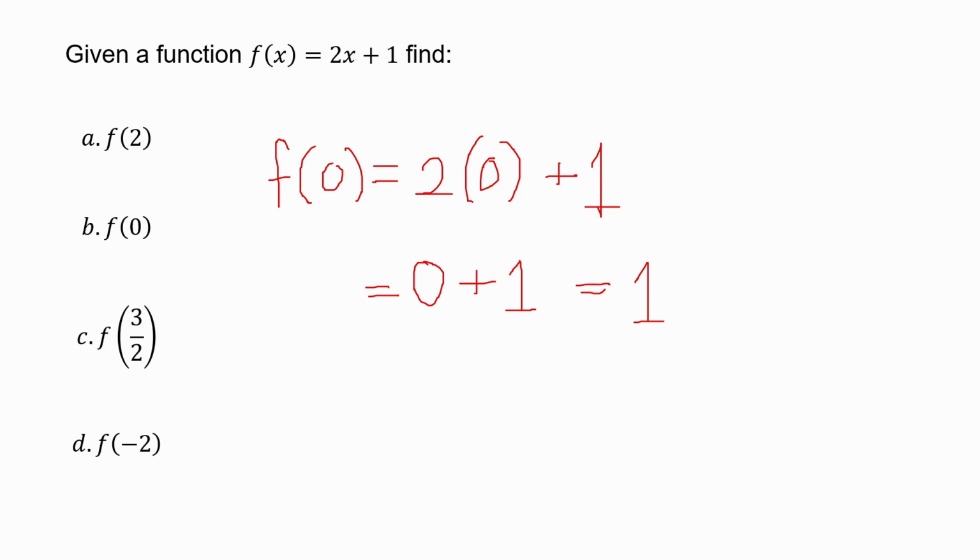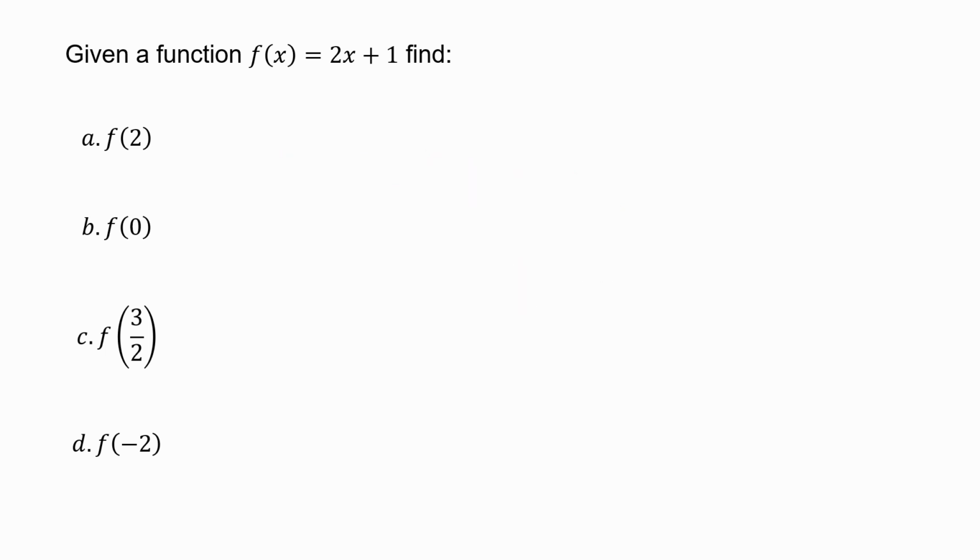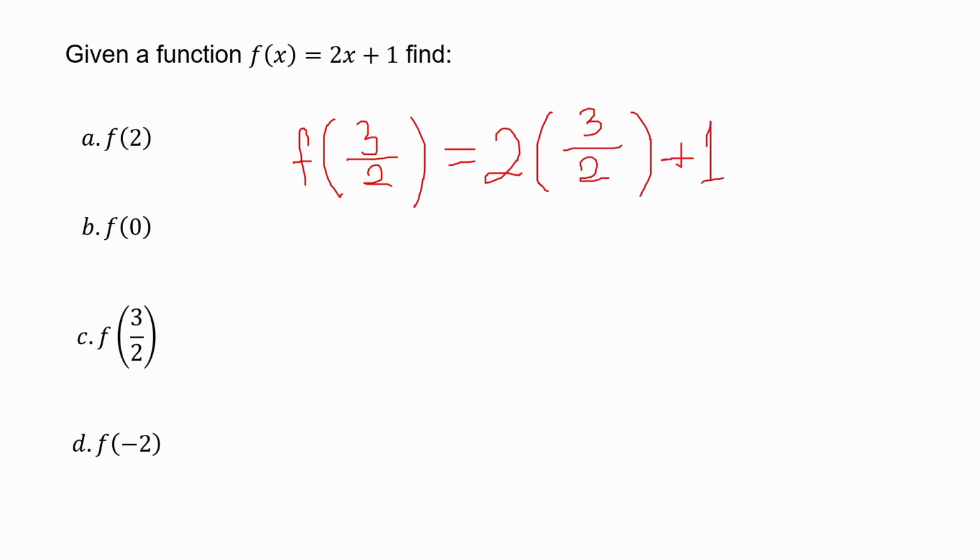Okay, now let's solve for f of 3 over 2. All the same process. 2 times 3 over 2 plus 1. Okay, so 2 times 3 is equal to 6, divided by 2, it's just 3. Or we can just cancel here. So 3 plus 1, so the answer is 4.